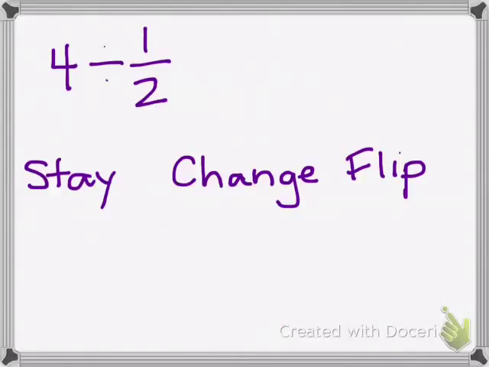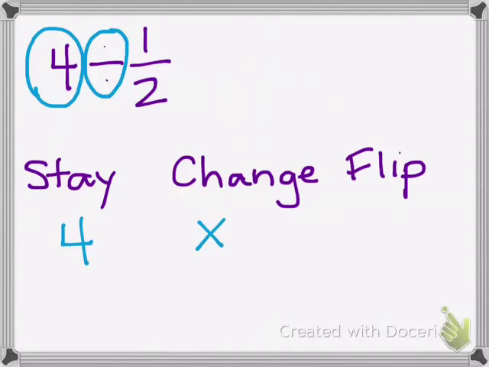Many teachers, when they teach this dividing by a fraction, teach a rule called stay, change, flip. When we explain this, we say that the first number, the dividend, is staying the same. It's always going to be 4. The change comes in that you turn the division sign into a multiplication symbol.